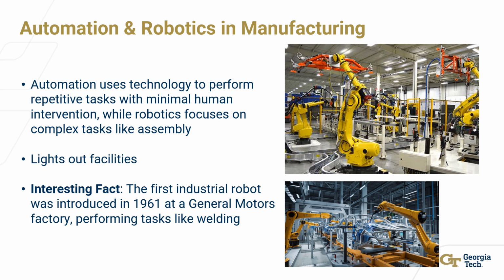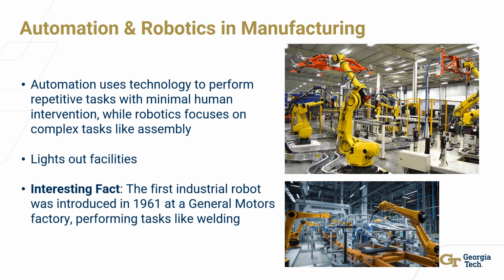Next up, we have automation and robotics in manufacturing. Automation uses technology to perform repetitive tasks with minimal human intervention, while robotics focuses on complex tasks like assembly. This enables things such as lights-out facilities, where no humans are required for the operation of these facilities, so they can run in the dark and save on the electricity cost.